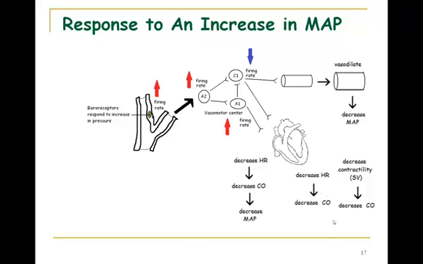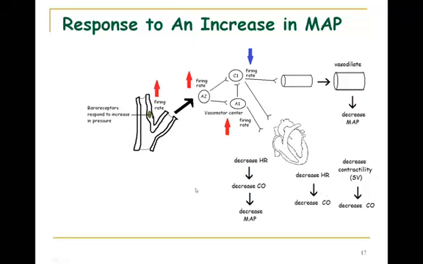So if you think about it, you had some change in pressure. In this case, blood pressure went up. You want to get that blood pressure back to normal. So what means can you use to do it? I can decrease resistance by dilating blood vessels. I can decrease my cardiac output by decreasing heart rate and decreasing cardiac contractility. And you see all of these together helping to get the mean arterial pressure back down towards normal.